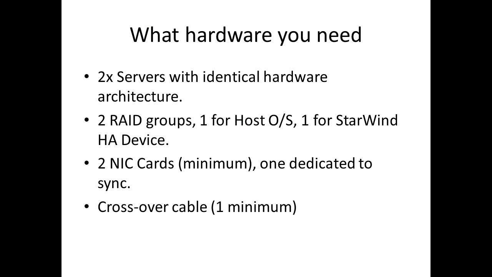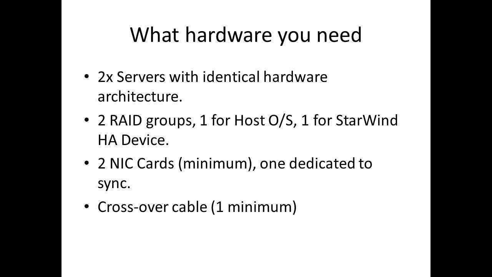Now before we get started in the actual installation and configuration of the native SAN software and deploying the clustered services, we need to take a look at what hardware architecture we're going to need to have in place in order to achieve our end results, which is a true high availability environment at a very low price point. So the first thing we need to have is 2 servers with identical hardware architecture. And the key components of that is going to be your RAID groups.